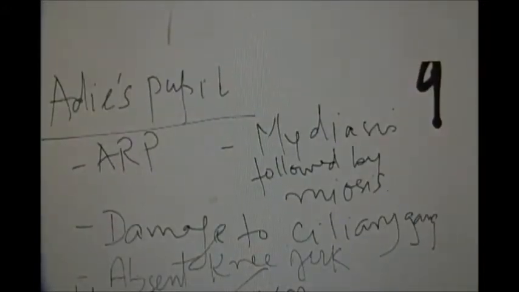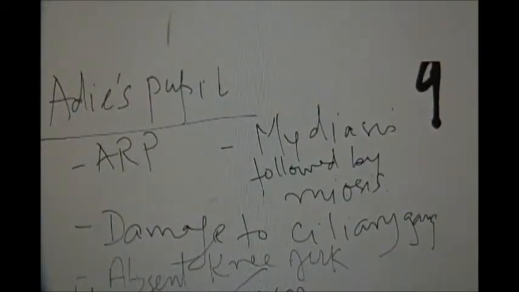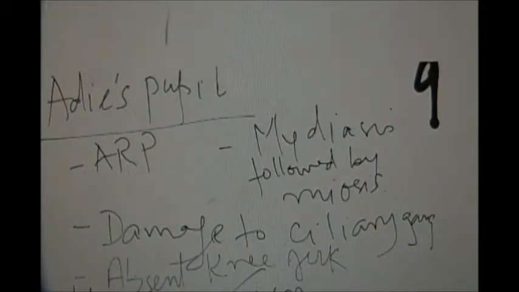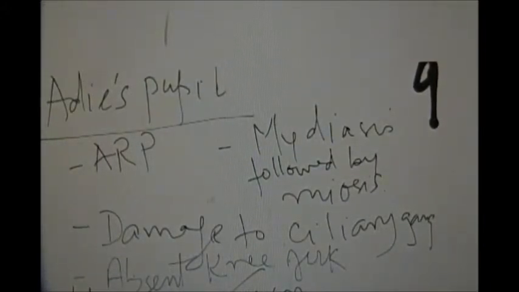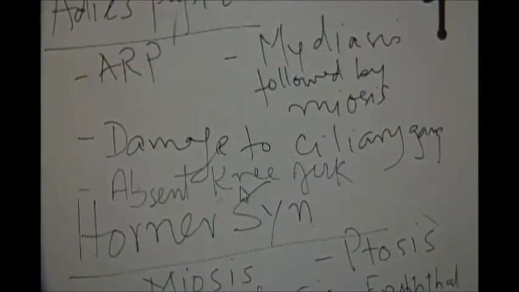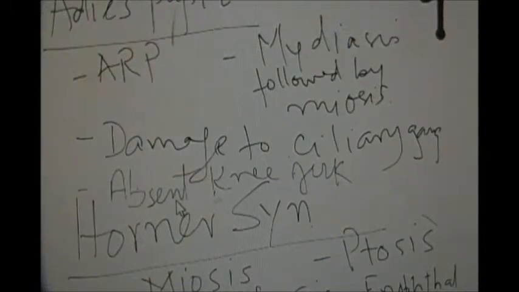Adie's pupil, in which the accommodation reflex is present, but there is mydriasis which is followed by miosis. The Adie's pupil is a tonic pupil. A tonic pupil means that when light is thrown on the pupil, it constricts sluggishly. In these patients there is an absent knee jerk, and it usually occurs in diabetes mellitus and sarcoidosis.